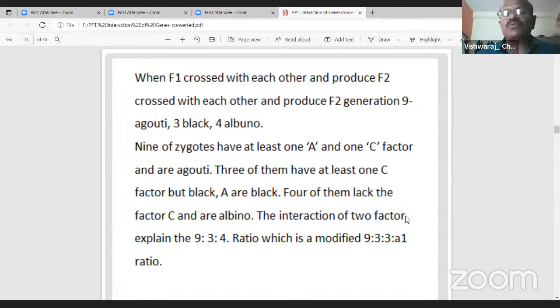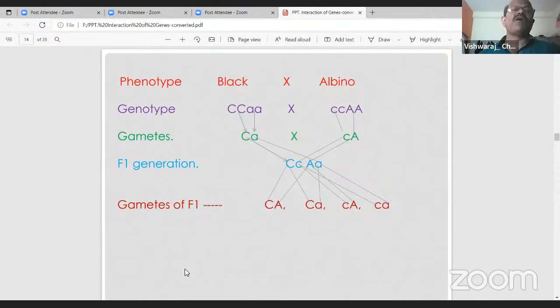The interaction of two factors explains the 9:3:4 ratio, which is a modification of the 9:3:3:1 ratio. Consider the 9:3:3:1 ratio. Taking this in a table, we cross a black rat with an albino rat.